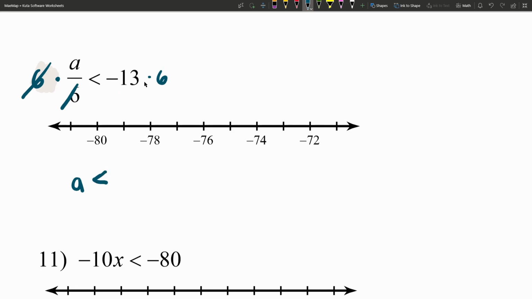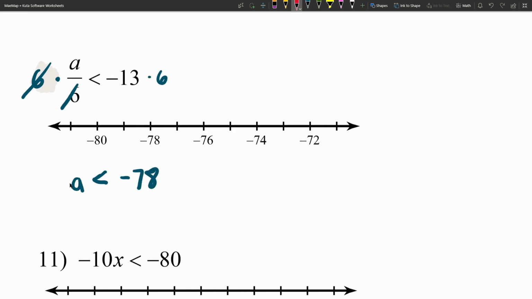And negative 13 times 6, what's that going to be? Well, 3 times 6 is 18, and 10 times 6 is 60. 60 plus 18 is going to be 78, and this was all negative, so negative 78.